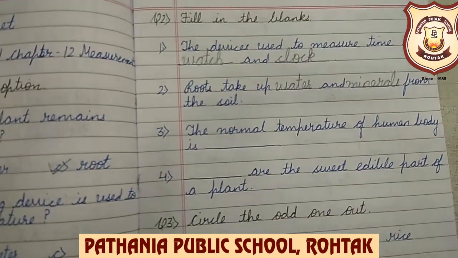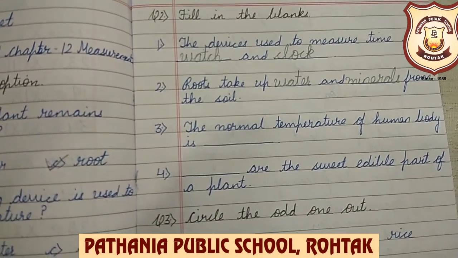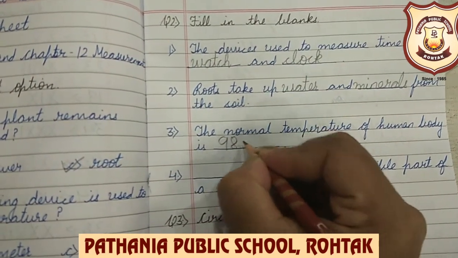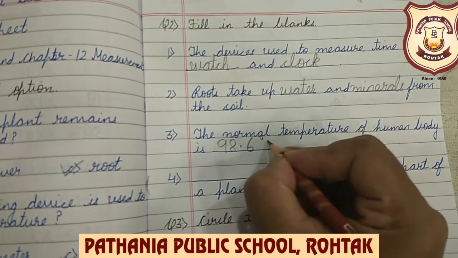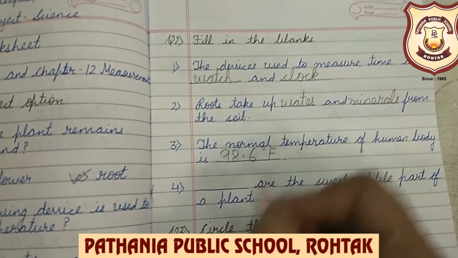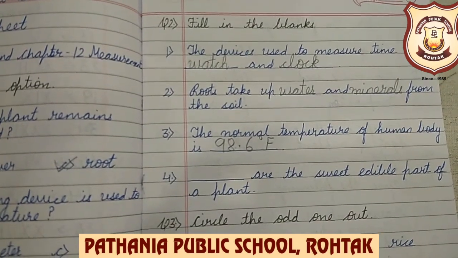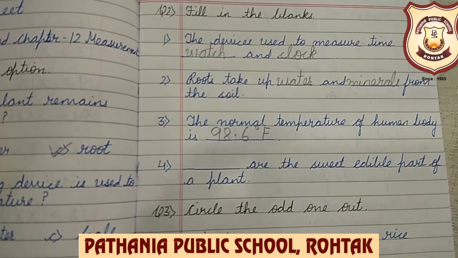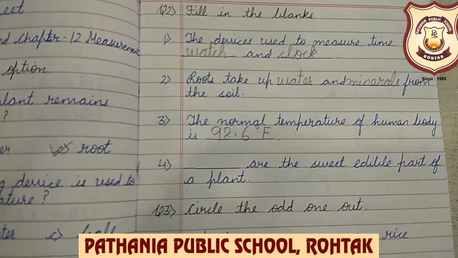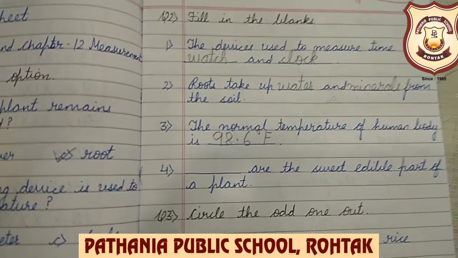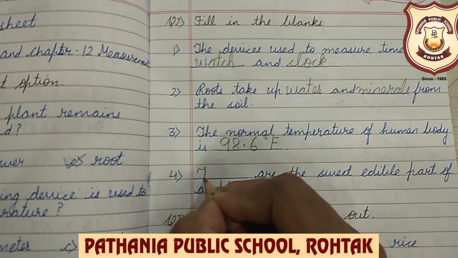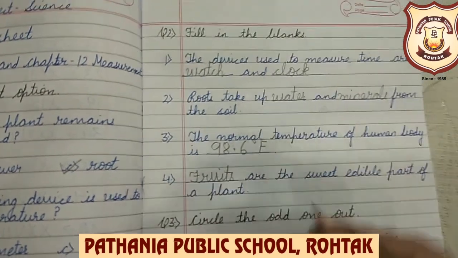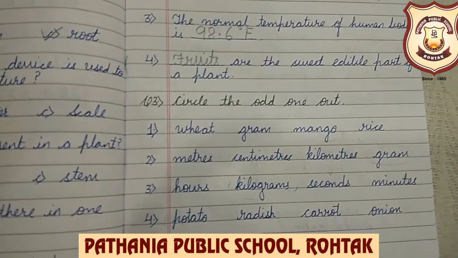Right? Now third is, the normal temperature of the human body is dash. Now tell me, what is the normal temperature of the human body? Yes, it is 98.6 degree Fahrenheit. Here F stands for Fahrenheit, which is a unit to measure temperature. Now fourth is dash are the sweet edible part of a plant. What are the sweet edible parts of a plant? Right, they are fruits. So here we will write fruits.